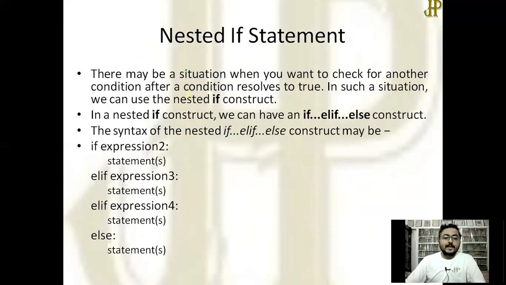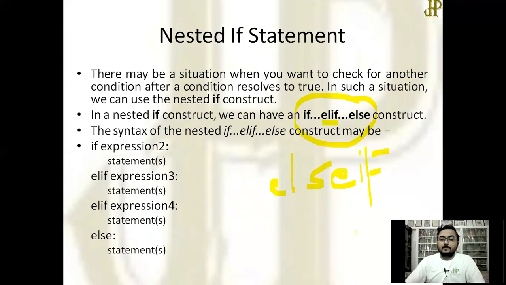Next one is nested if. Here, what I was talking about earlier: what is the difference between C or C++ and Python? If you want to put another condition, then you have to put elif, not else if. In other languages, you have to write else if, but here simply elif. So here is the syntax.